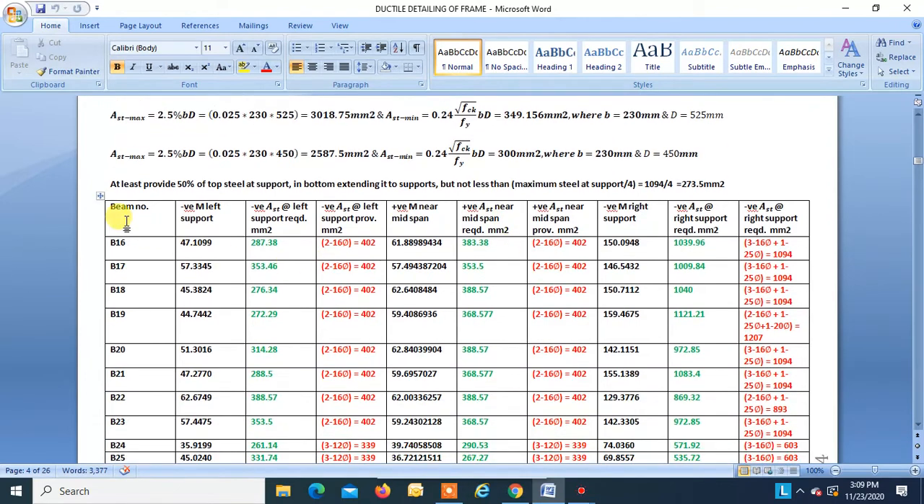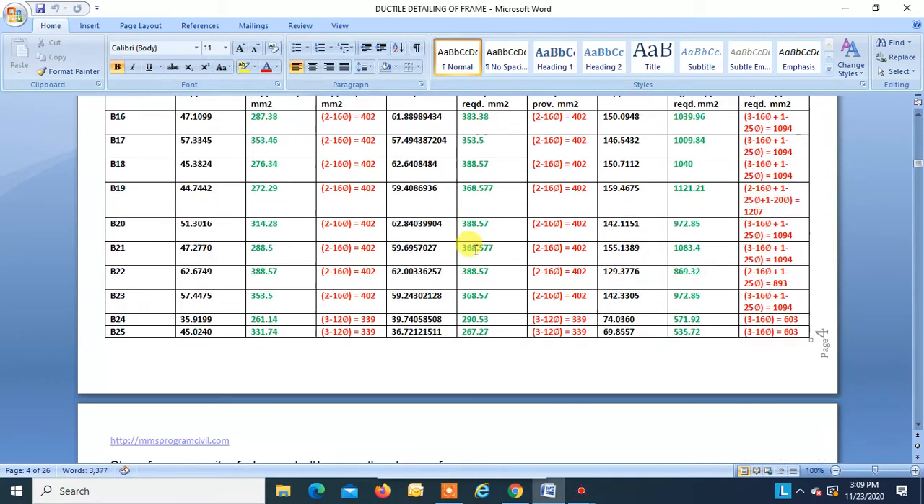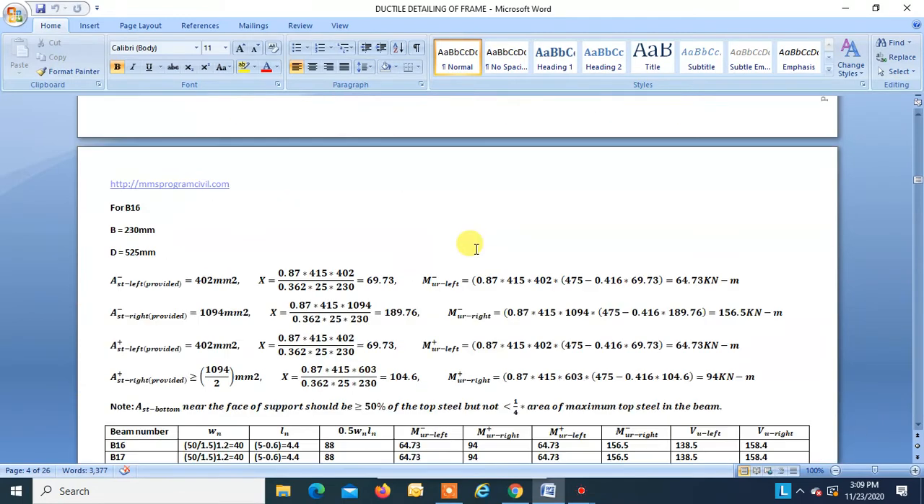Now the code also says that at least 50% of the top steel at the support should be provided at the bottom, extending into the support, but not less than the maximum steel at the support divided by 4. So let me explain what this means.